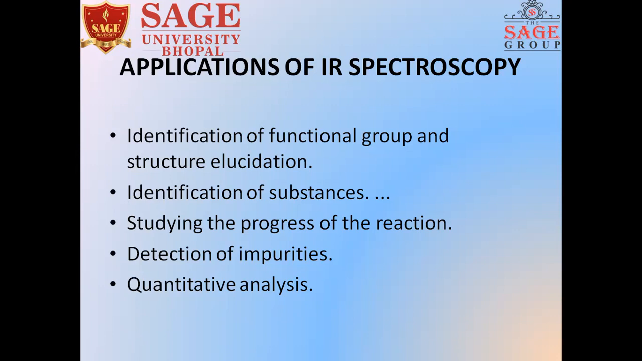The third one is studying the progress of a reaction. Suppose a reaction consists of three parts, A, B, and C, then how do we know if the reaction has reached stage B or C? That kind of progression of a reaction can be studied through IR spectroscopy. Then detection of impurities. Suppose our sample contains impurities and we are unable to see them with our eyes, then we can see through the IR spectrophotometer whether any impurity is present in our sample or not.